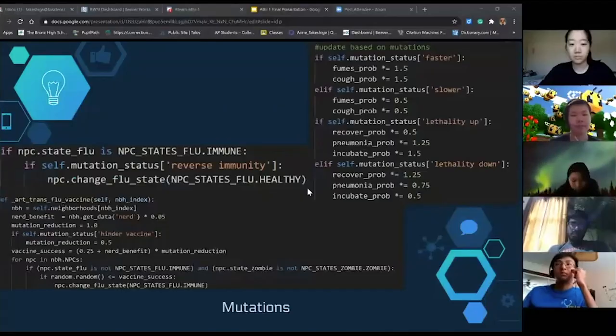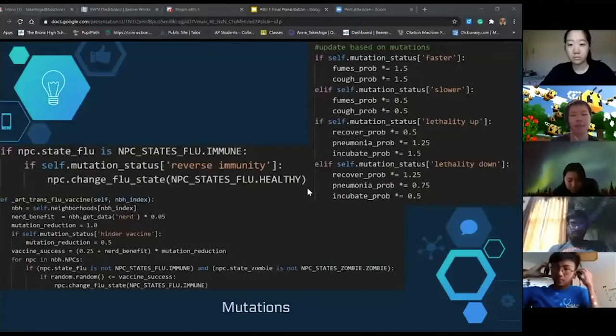So here's our implementation for the mutations. There are 7 different types of mutations. The faster or slower mutation will decrease or increase the spread of disease. The lethality up or down mutation can increase or decrease the speed of death once you get the disease. Hinder vaccines or cure mutation will make it less likely for a vaccine or cure to successfully work. And the reverse immunity mutation will make it so that any NPC with an immunity for any reason whatsoever will no longer be immune. Every turn, there's a 10% chance of a mutation happening. And from the 7 mutation pool, each mutation can only happen once.